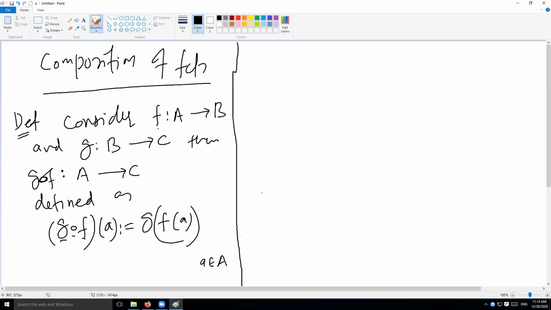So a is from A, I operated f onto a, so I'm going to go into B, which is the domain of g, and now I can operate g onto that output, f of a. So g composition f of a is going to be an element in C. So that's my definition for the composition of the functions g and f. समझ आ रही है बात?